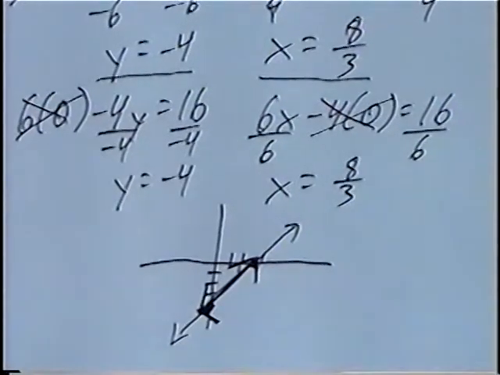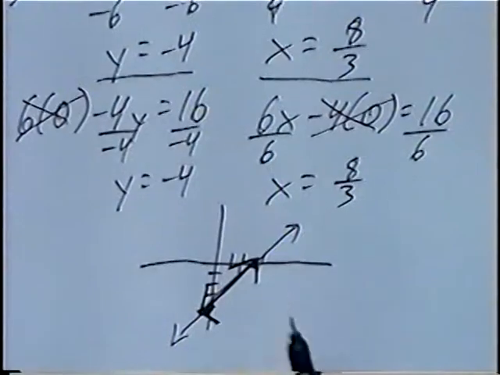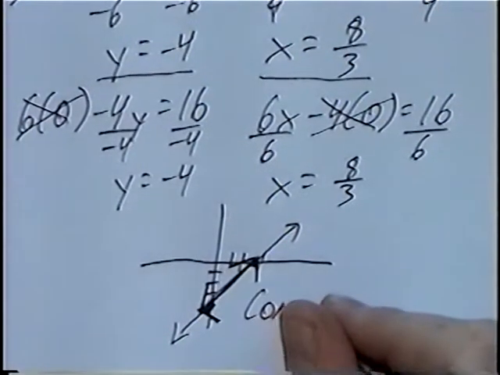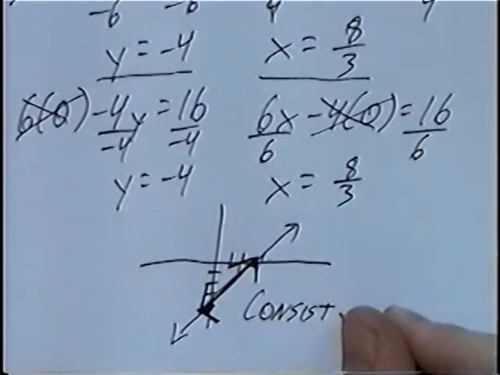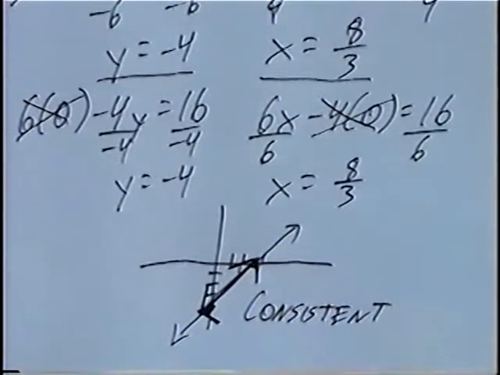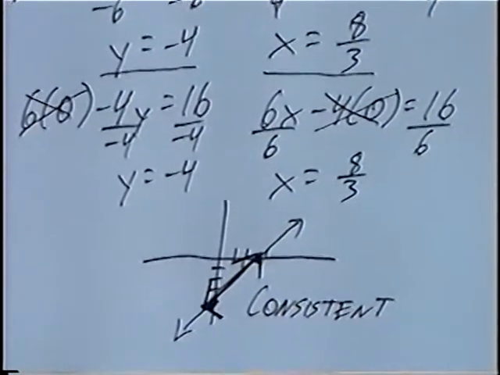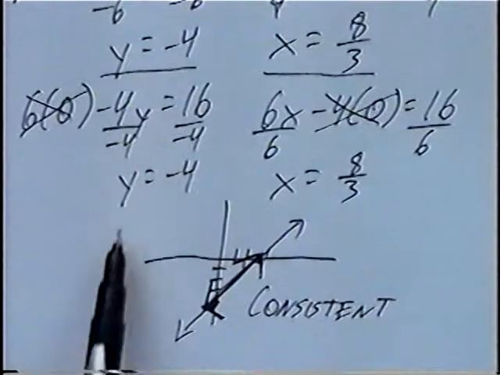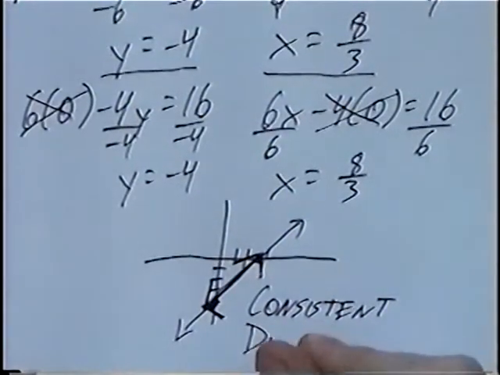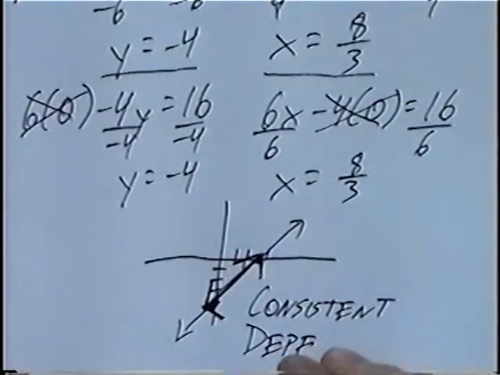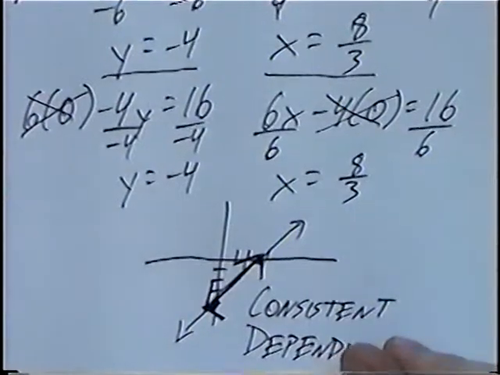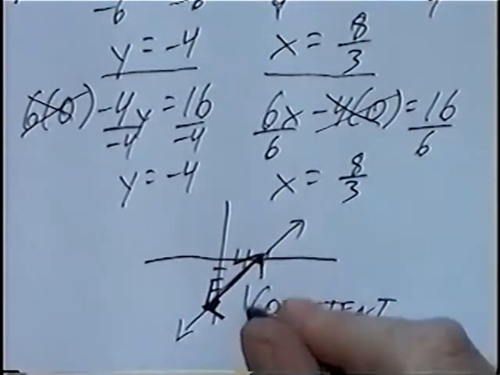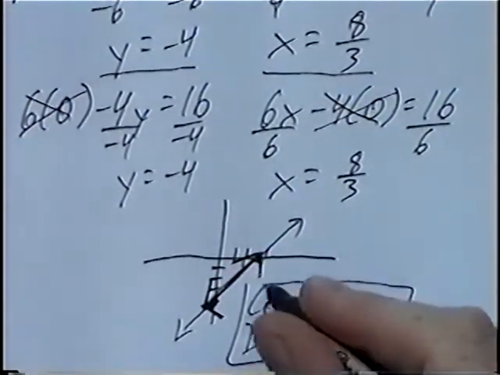And to define these, if you have the same line on top of the line, it crosses at every single point, so these lines are consistent. And since we have the same line or the same intercepts, these two lines are also dependent because they have the same equation or same graph. So the answer would be consistent and dependent.